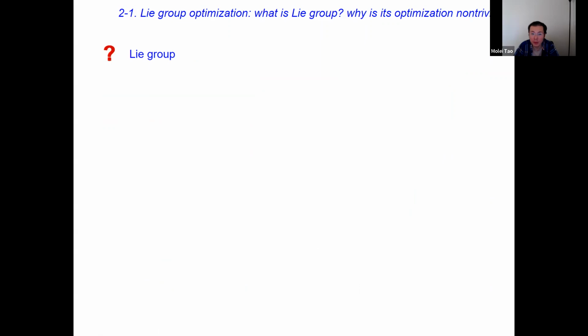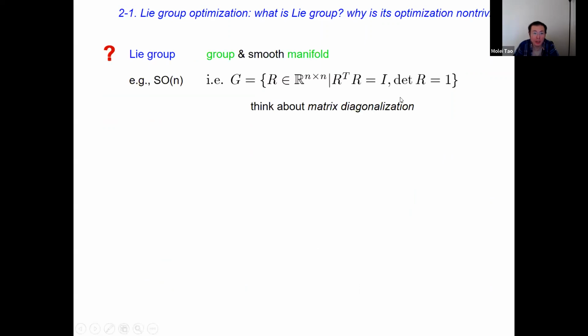I think for most of you this should be trivial, but just in case. A Lie group is a group that is also a smooth manifold. A very popular example is the special orthogonal group. It basically consists of matrices that are orthogonal and have a positive determinant. And why do I want to minimize over, for example, this group?